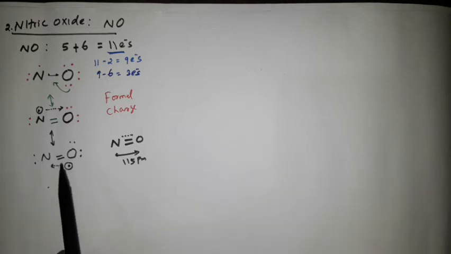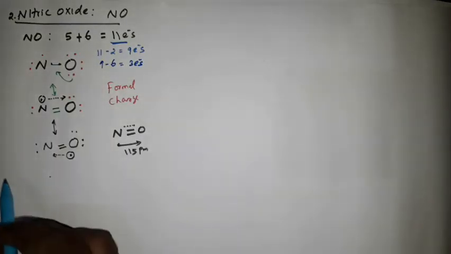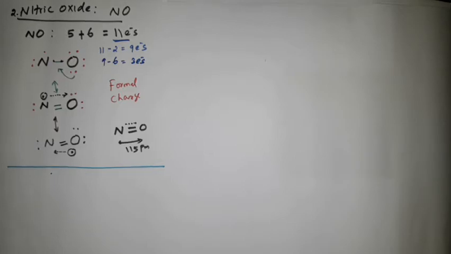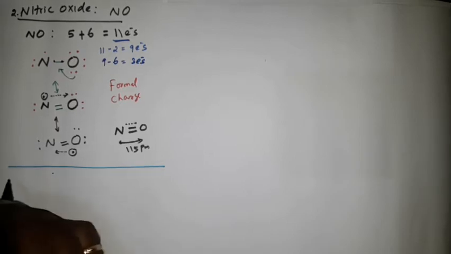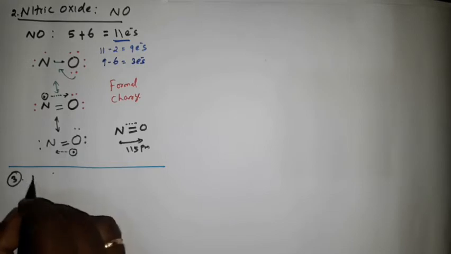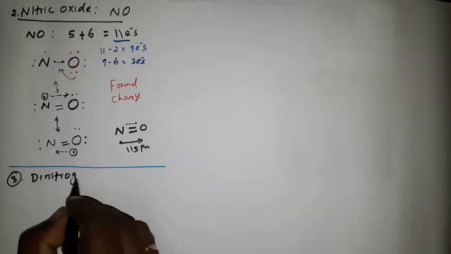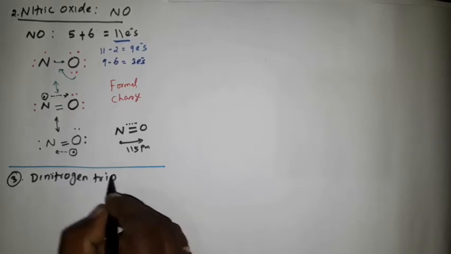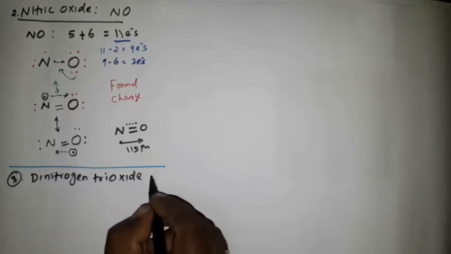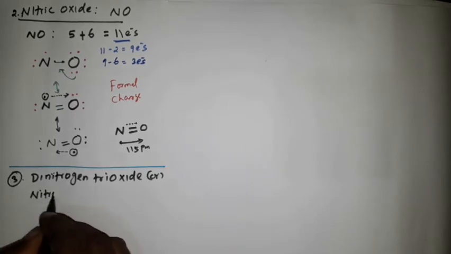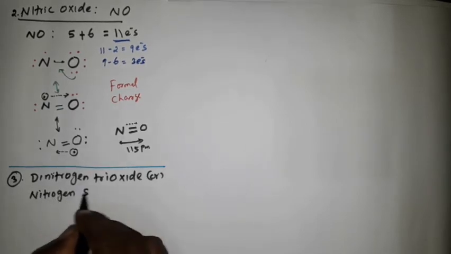Okay. Next structure, that is dinitrogen trioxide or nitrogen sesquioxide. Number 3, dinitrogen trioxide or nitrogen sesquioxide.